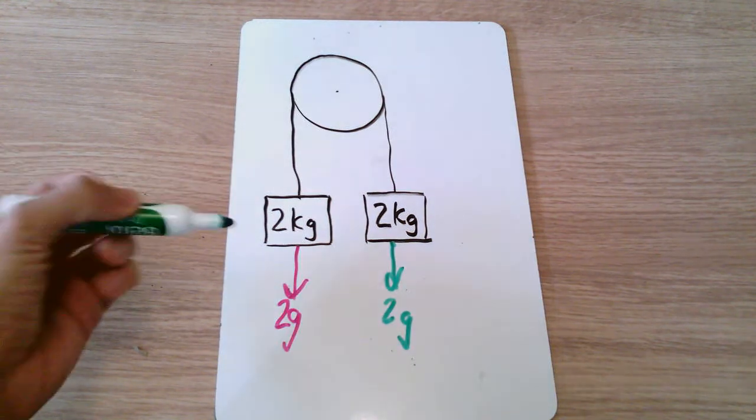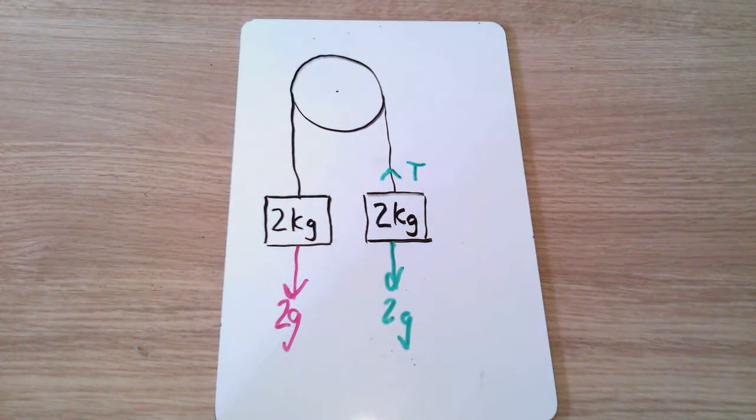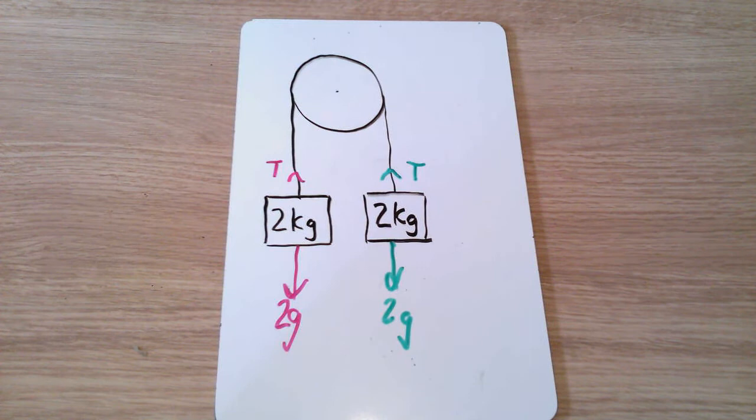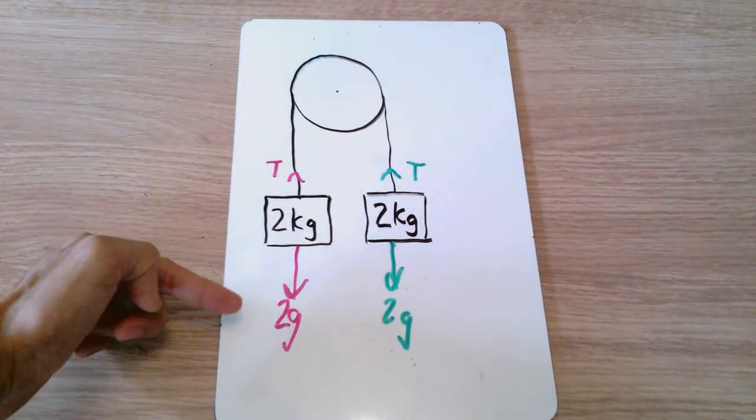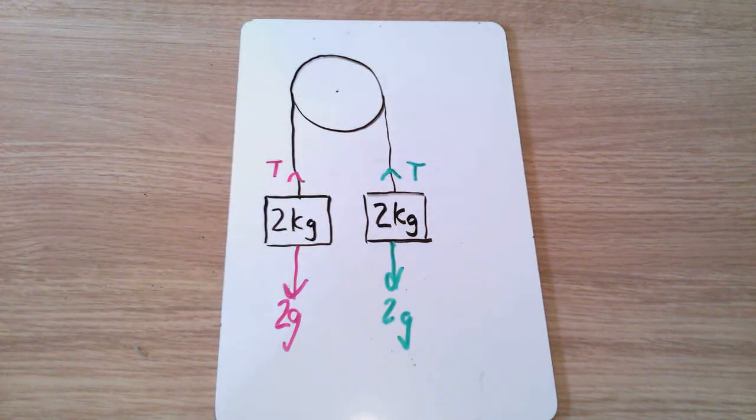Well, it's not moving because there's tension in the string keeping it in place, and at this moment in time that tension is equal to the 2g because the forces have to be balanced for a system to be in equilibrium. So here we can see this tension is equal to this 2g and this tension is equal to this 2g, and these are the forces acting on the particles.